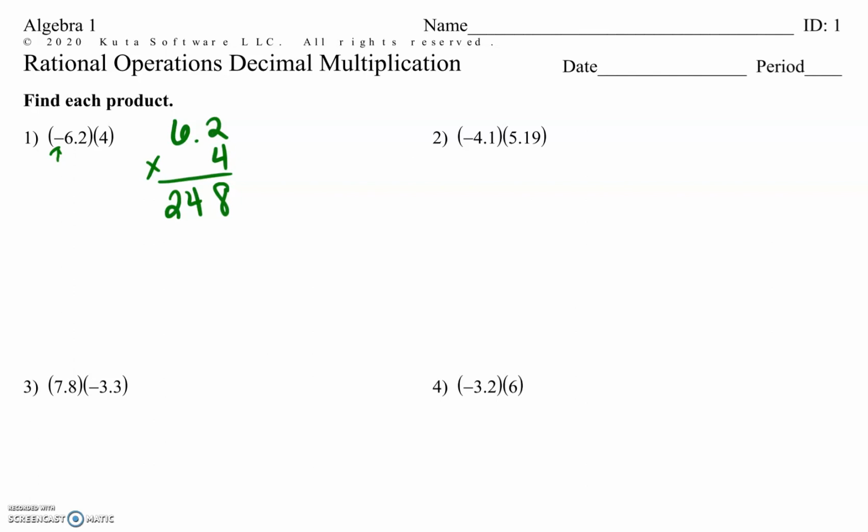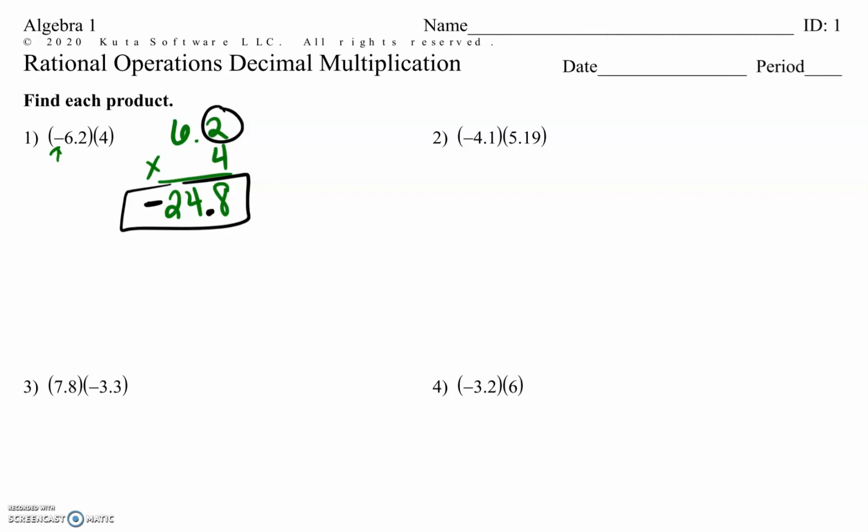Now, to figure out where I want that decimal point to be, I'm going to count how many numbers are after the decimal in my problem. And here I have 1. So my decimal point is going to go 1 value in. Now, I said I wasn't going to worry about that negative sign until my answer. So if I have a negative times a positive, my answer is going to be negative. So this would be the answer to my problem.